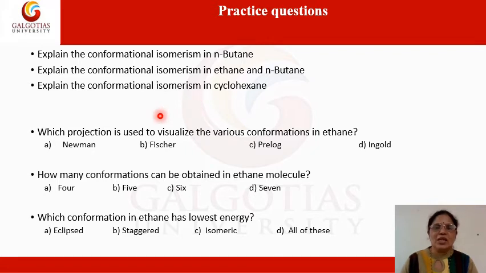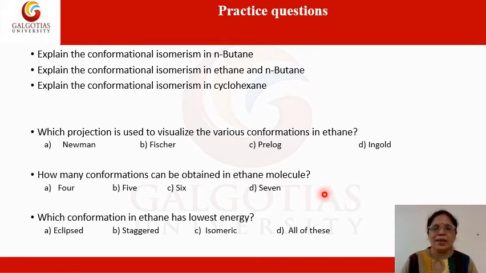There are certain other questions which are of multiple choice type, like when we understand the conformations of different organic molecules, which type of projection we can use. That is Newman projection or Fischer projection. So that is also a very important and very simple question. Then during each conformational isomerism which we study, we should know the number of conformations possible for each of these, like in ethane, in butane, as well as in cyclohexane.